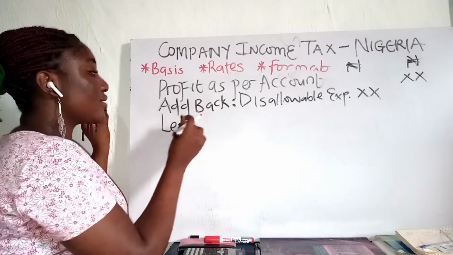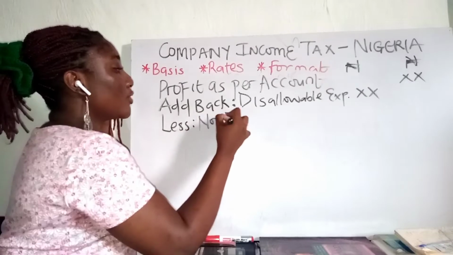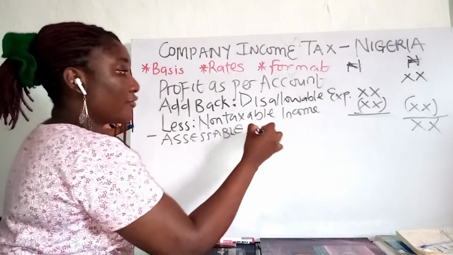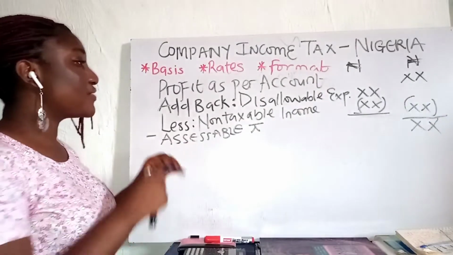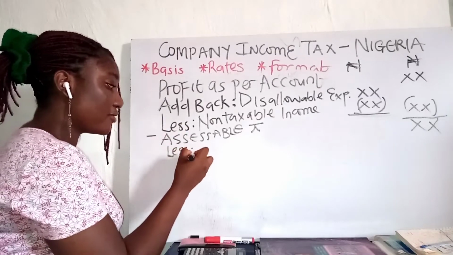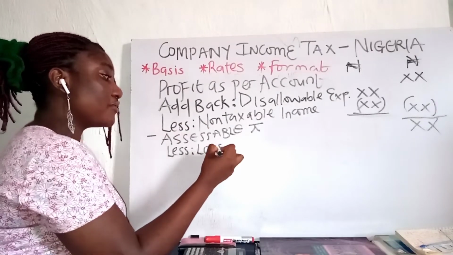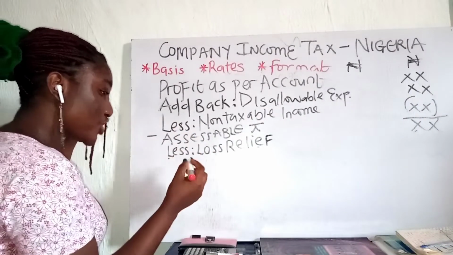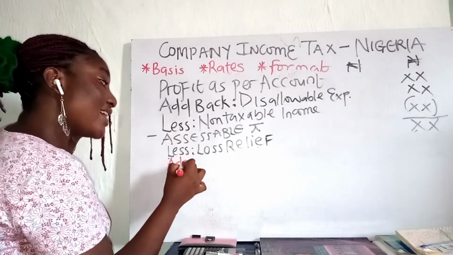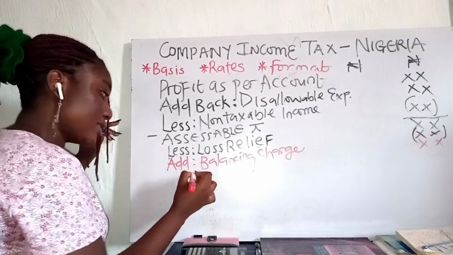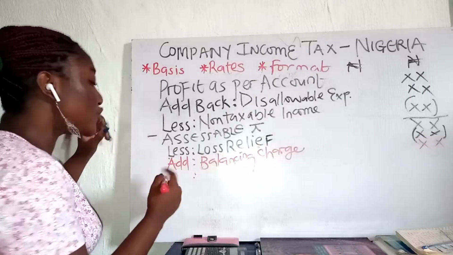You will less non-taxable income. You now have your assessable profits. Once you see your assessable profits, the first thing to deduct from it is your loss relief, right? Less loss relief. You deduct that. After your loss relief, you have your balancing charge. And what do you do to your balancing charge? You add it. Then after your balancing charge, the next thing is your investment allowance. And what do you do to investment allowance? You less it.